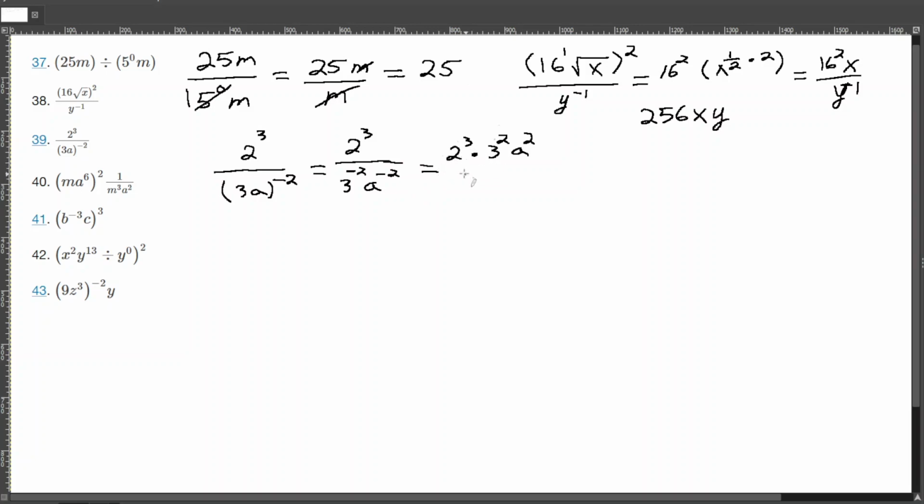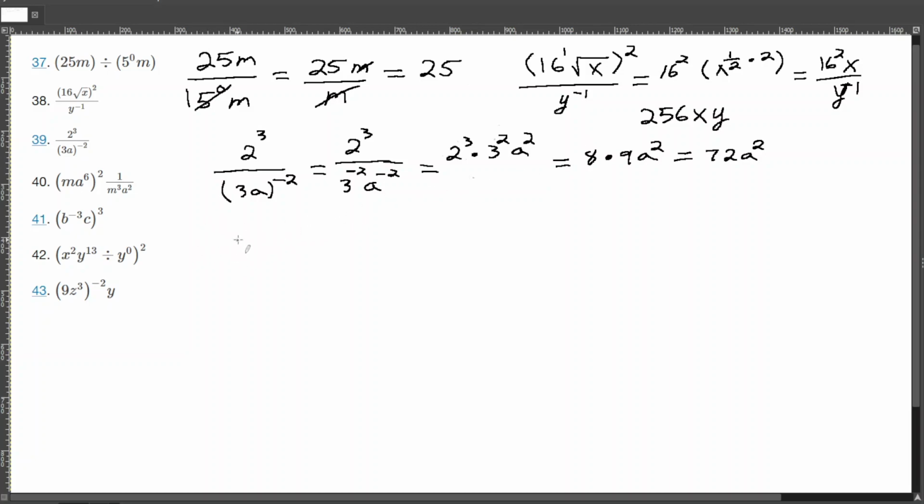Now we can do the simplification. So 2 cubed is going to be what? 2, 4, 8. So that's 8 times 9a squared, and that's 9 from 3 times 3. So it looks like we have 72 a squared for these ones. Okay, so that's how 39 is going to simplify.